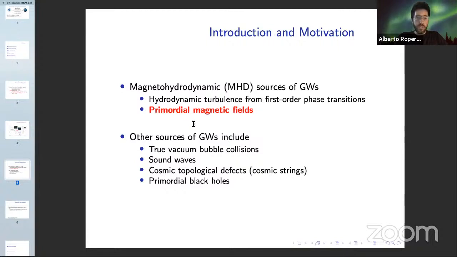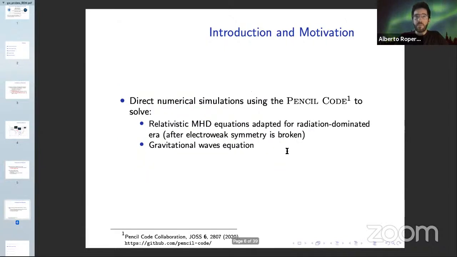So what I'm going to be specifically talking about is magnetohydrodynamic sources of gravitational waves. The sources coming from hydrodynamic turbulence produced due to first order phase transitions have already been discussed by Chiara, by David Weir, by Marek Lewicki, and by others. I will talk a little bit about it, but mostly I will be focusing on the generation of magnetohydrodynamic turbulence due to the presence or generation of primordial magnetic fields and the subsequent generation of gravitational waves. Other sources of gravitational waves have already been discussed, so I'm going to skip over them.